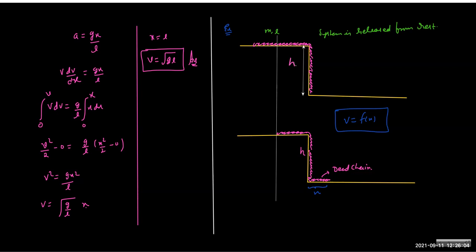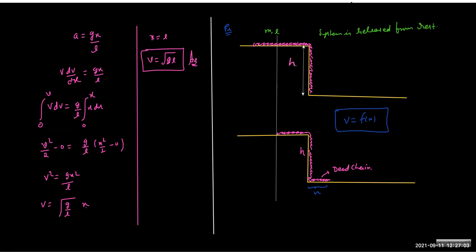Can we assume that the length of chain displaced from the top can be x? No, that is h, so you can't take that as x. It is h always. We are not going to consider the chain leaving the table. We are always considering that some part of the chain is on the table, and some part has fallen, and some part is always vertical.